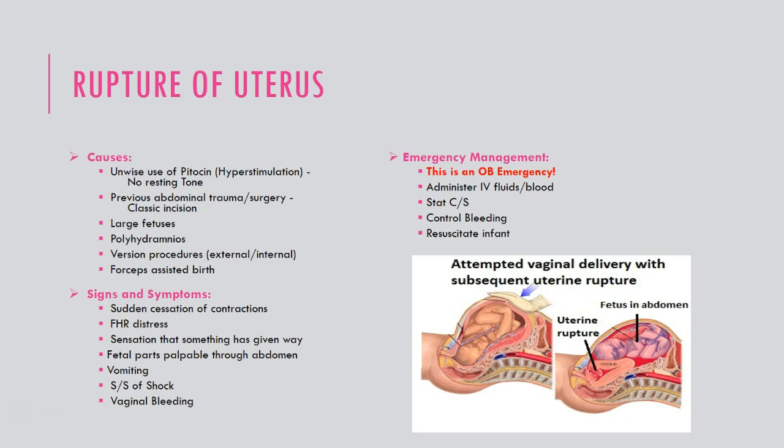She'll have that sensation. You will be able to palpate fetal parts through the abdomen. The abdomen will take on a different shape than it had, so it might not be as symmetrical as it was. The patient is going to start to show signs of shock. You're going to see her start to vomit. She'll show signs in her vitals of shock like tachycardia, hypotension, tachypnea. You're going to start seeing vaginal bleeding.